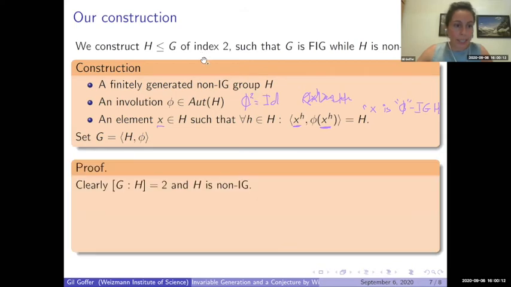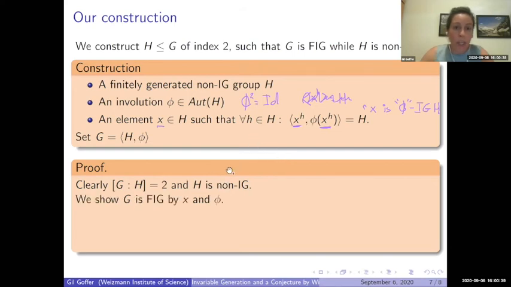So let me just sketch why this construction actually gives the requirements as above. It's obvious, because phi is of order 2, that this H sits inside G as an index 2 subgroup, and also H is non-IG by construction. So we construct it to be a non-IG group.